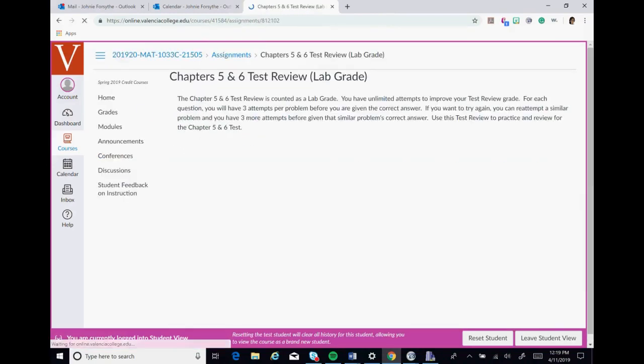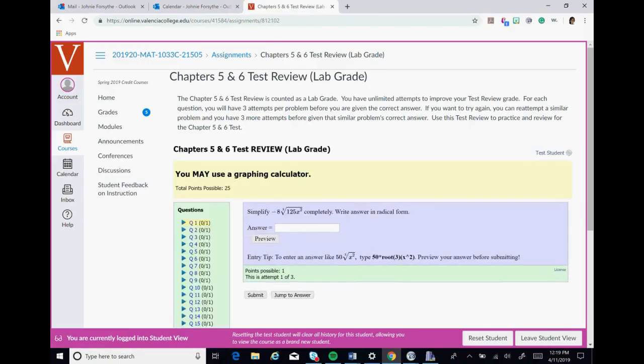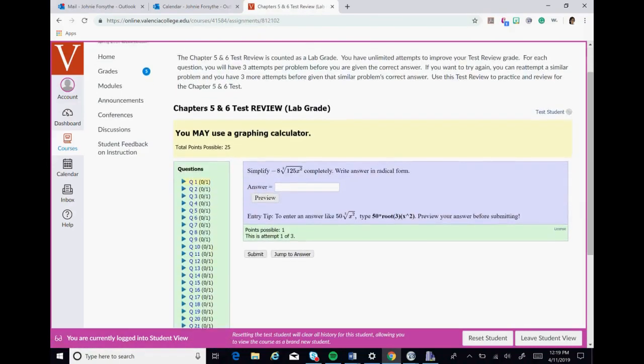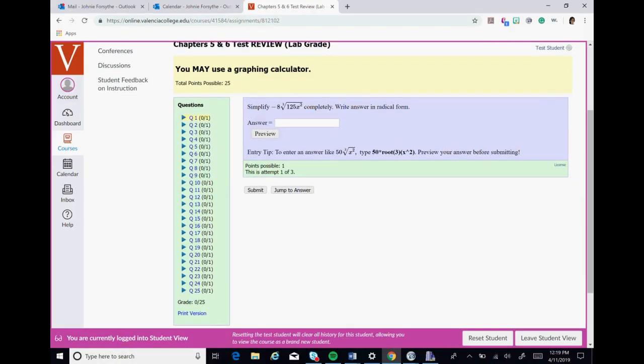All right, so this is what it will look like for you. So it looks kind of like a homework set, but it's problems similar to what you can expect on your test. All right, just like for your homework, you've got 3 attempts per question until you get the answer, and then if you want to try again, you can just try again and keep trying a new problem that's very similar to get full credit. So you do have limited attempts to get a 100%, but after 3 attempts per problem, I'll give you the answer, or you could jump to the answer right away.